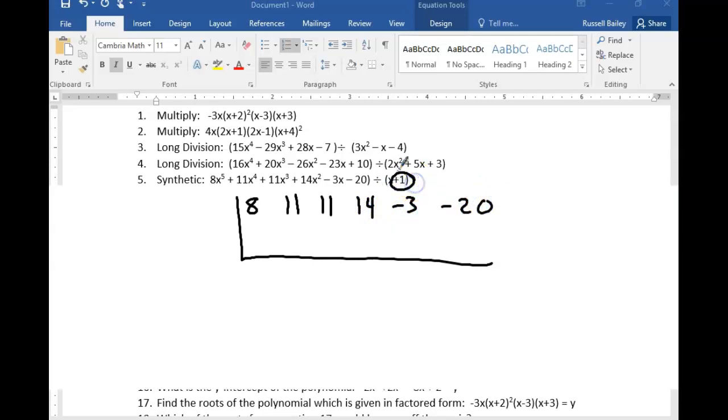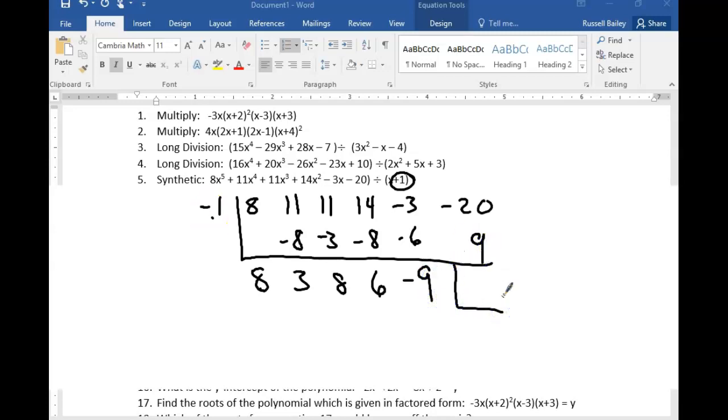Then we take this number but change its sign and put it in the front. Bring it down, multiply, add down, multiply, add down, multiply, add down, multiply, add down, and then multiply, add down, and we get, what would that be, negative 11? This is a remainder. This is a constant, an x squared, an x cubed, and an x to the 4th.